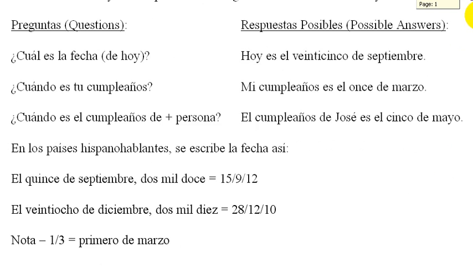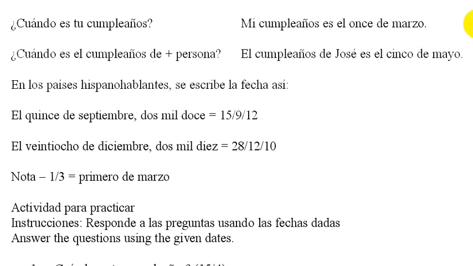Okay, a couple of notes I want to point out to you here before we get to the activity. So, en los países hispanohablantes se escribe la fecha así. So in Spanish-speaking countries, the date is written like this. So let's say it was September 15th of 2012. I'm going to write it like this: 15-9-12. I'm going to put the day and then the month and then the year. Whereas in the United States, we put month, day, year.